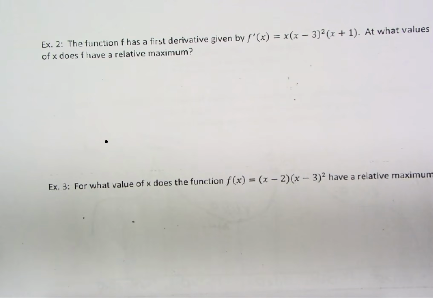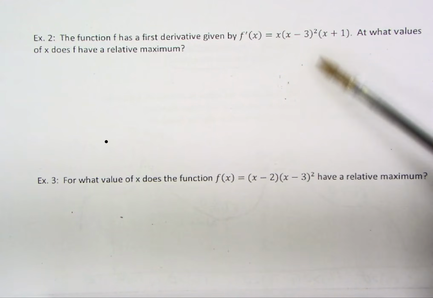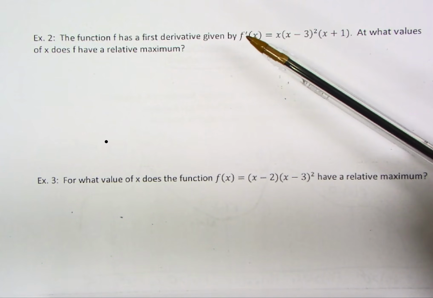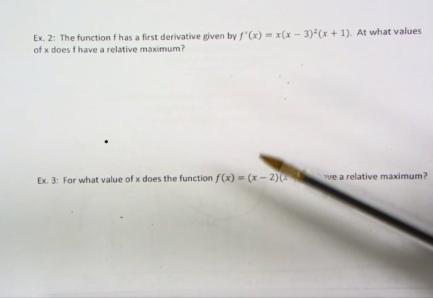Next. Example 2. So if you look at example 2 and you look at example 3, here's where you need to start being careful and not fall into traps of just following rote processes. Notice that these look very similar. They look like already factored or whatever, but this one they're giving you f prime, and this one they're giving you f. So we have to treat these problems differently.